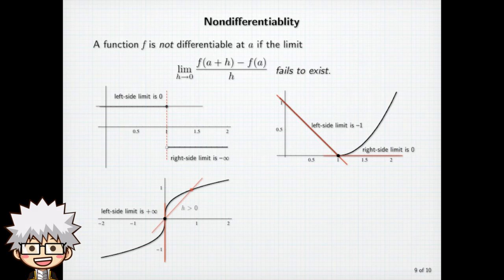A secant line corresponding to a positive h looks something like this, and as h approaches 0 from the right, again we're seeing positive slopes that become larger and larger, and so the right-sided limit is plus infinity. Notice that the left and right-sided limits agree in a sense. They're both plus infinity. In fact, this example is different from the previous two in the sense that there is in fact a tangent line to the graph there. The tangent line is actually vertical.